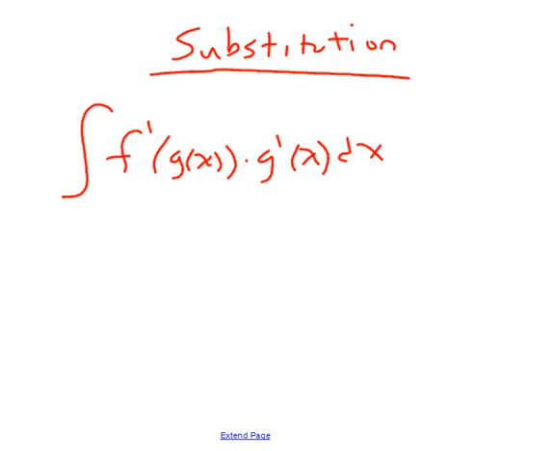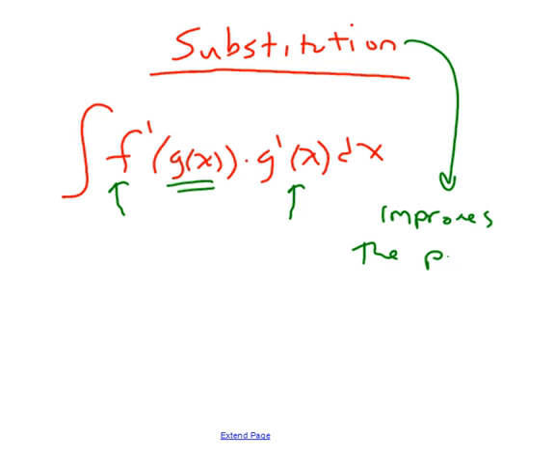And in the last video, what we did is we were trying to identify, what is my g of x, what is my f prime of x, what is my g prime of x. And if we could identify all of those, we were able to do the reverse chain rule. But what substitution does is it improves the process of the reverse chain rule. So before we actually do a substitution, let's just review the method that we learned in the last class.